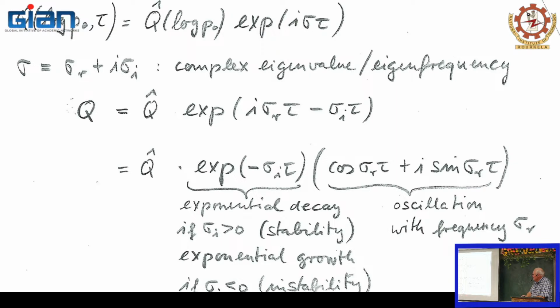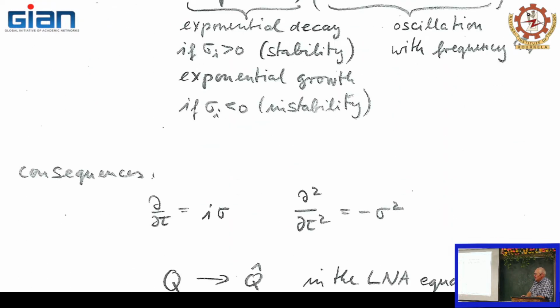Okay, that's what I already said. Exponential growth if sigma I is smaller than 0. Consequently, the derivative: one derivative with respect to tau is equivalent to multiplication with I sigma. The second derivative is given by multiplication with minus sigma squared.